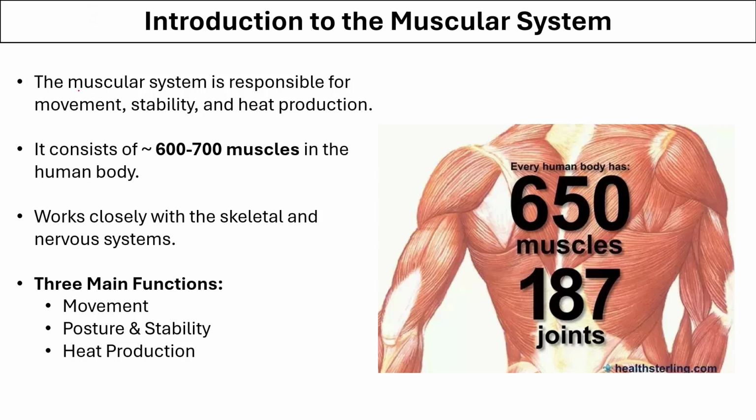Muscular system in our body is the one that helps us move, stabilize our body, and produces heat. There are about 600 to 700 different muscles in our body, depending on how well these muscles are defined and developed. Muscles work with the skeletal system and nervous system to maintain and coordinate different functions in our body. For example, movement, posture, stability, and heat production.